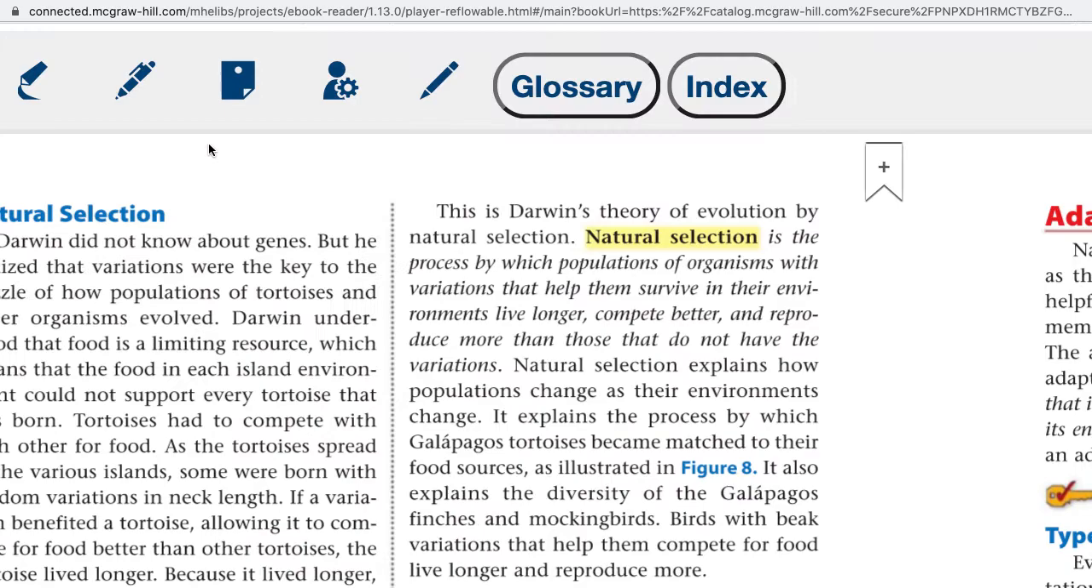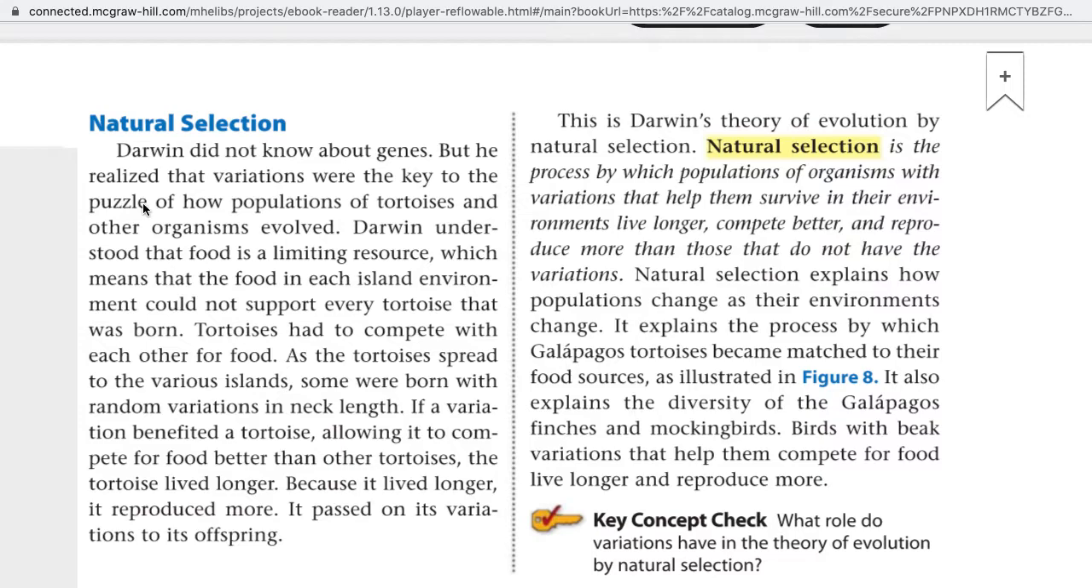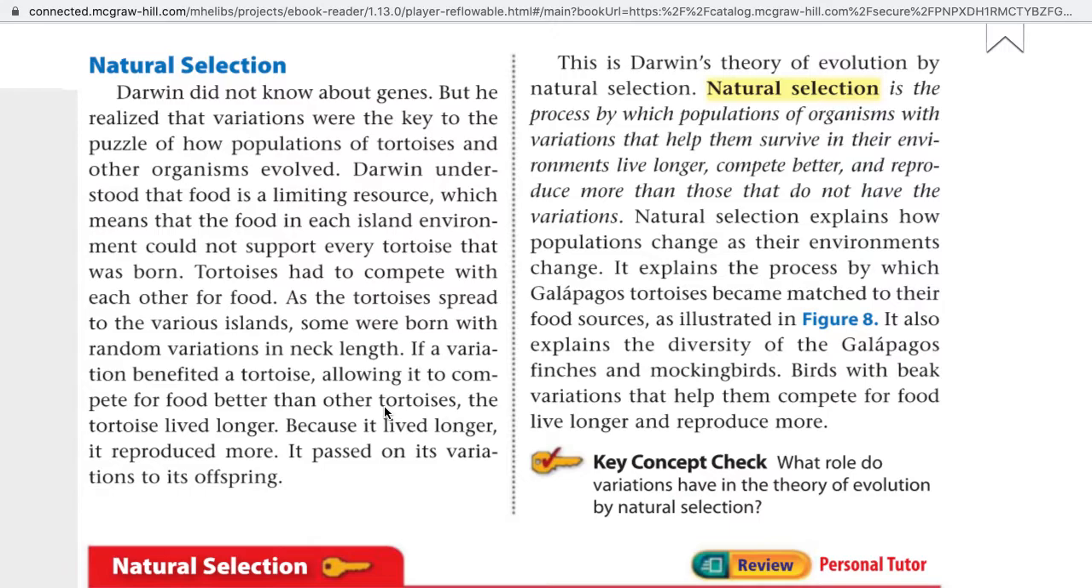Darwin did not know about genes, but he realized that variations were the key to the puzzle of how populations of tortoises and other organisms evolved. Darwin understood that food is a limited resource, which means that the food in each island environment could not support every tortoise that was born. Tortoises had to compete with each other for food. As tortoises spread to the various islands, some were born with random variations in neck length. If a variation benefited a tortoise, allowed it to compete for food better than other tortoises, that tortoise lived longer. Because it lived longer, it reproduced more. It passed on its variation to its offspring.